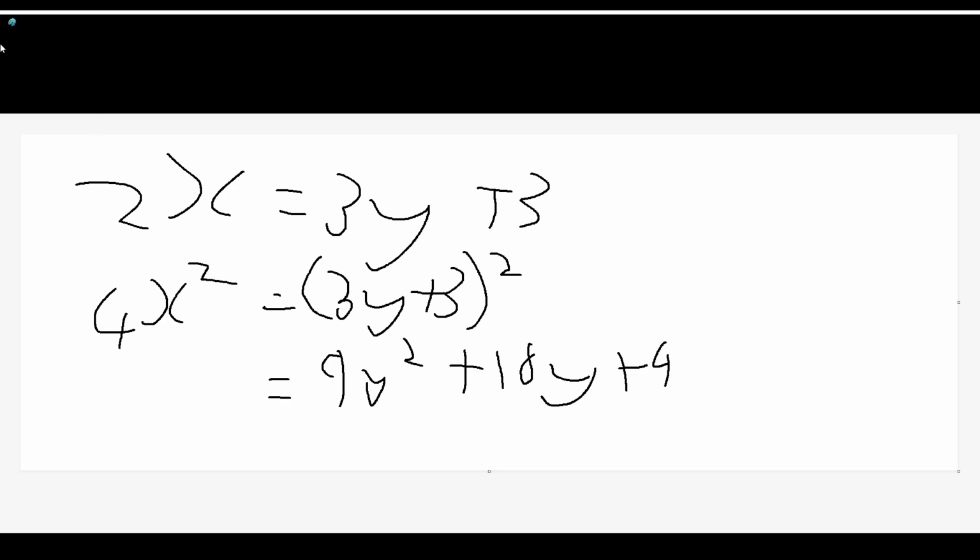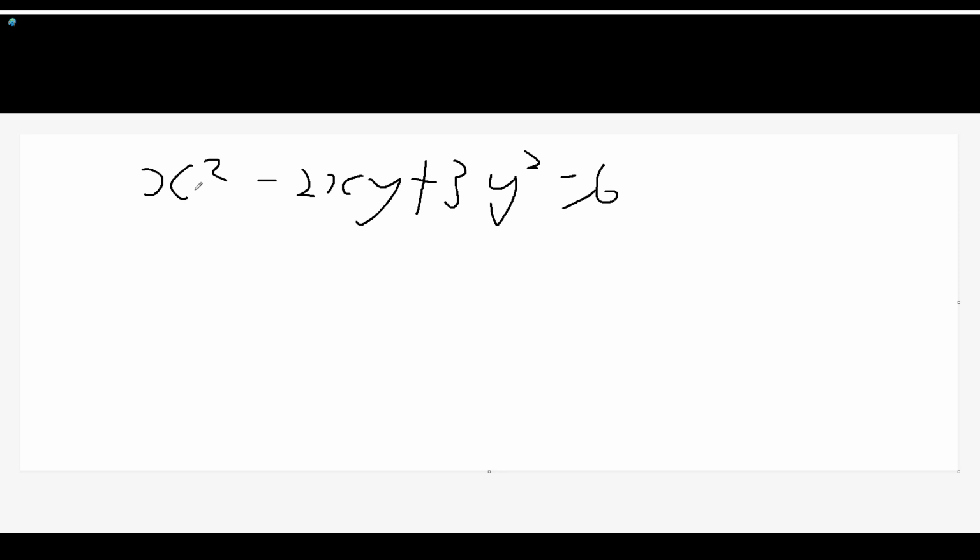And we're going to take the original equation and we are going to convert that into 4x squared as well. So the original equation was x squared minus 2xy plus 3y squared is equal to 6. Obviously, to convert this to 4x squared, you simply multiply the whole equation by 4. So 4x squared minus 8xy plus 12y squared is equal to 24.